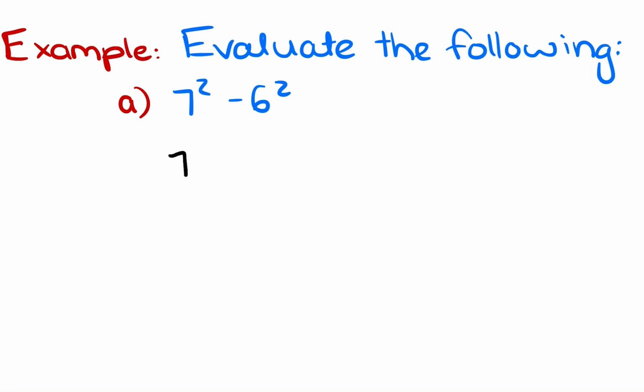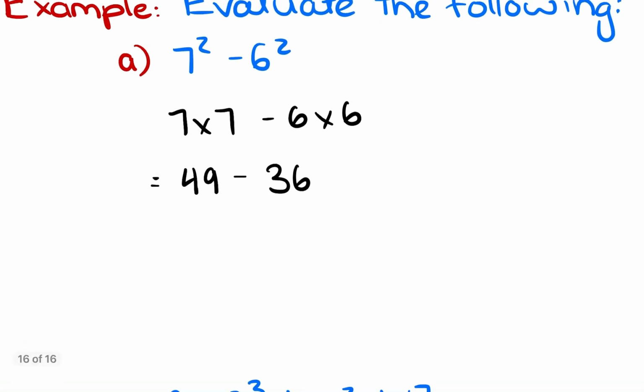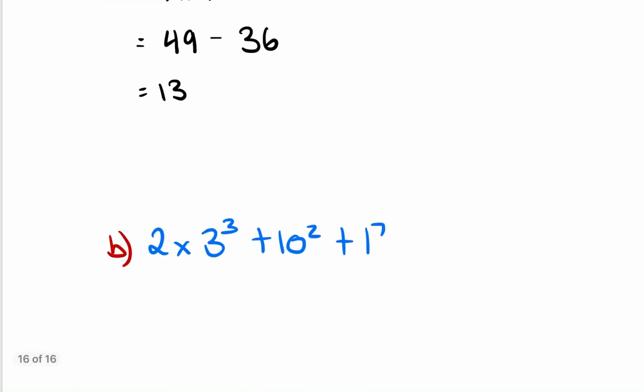So what I'm going to do now is look at this. I need to do 7 times 7, take away 6 times 6. 7 times 7 is 49, take away, and 6 times 6 is 36. Now we can do the subtraction. So if we go 49, take away 36, we get 13 as our answer. Now we have successfully evaluated that. So now, let's go to our next example.